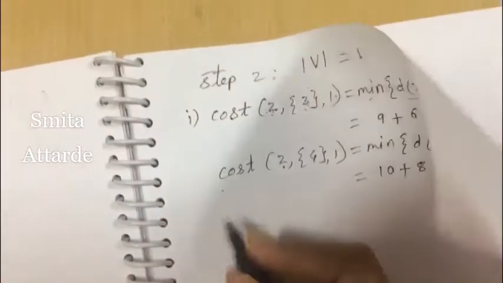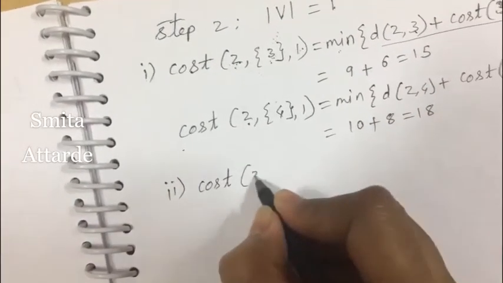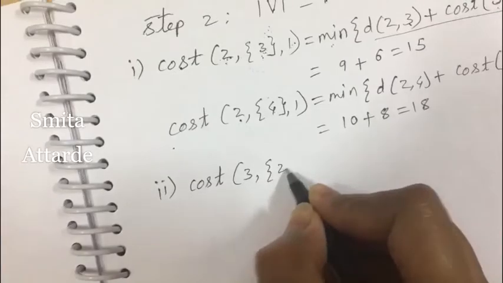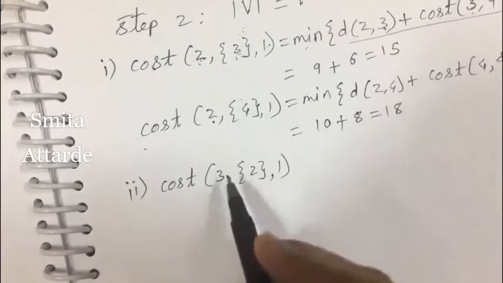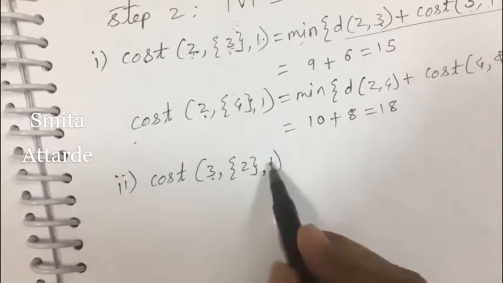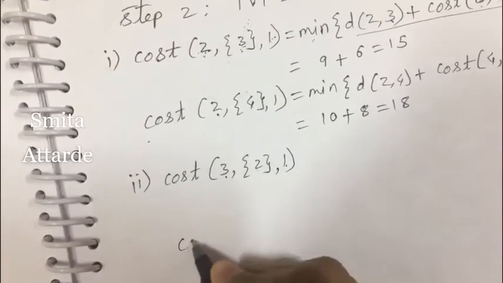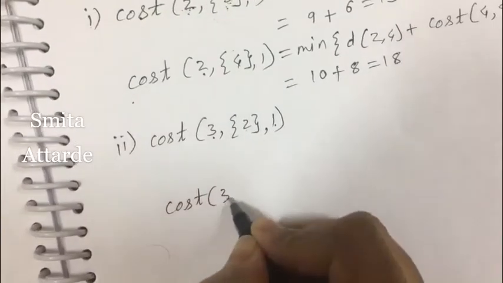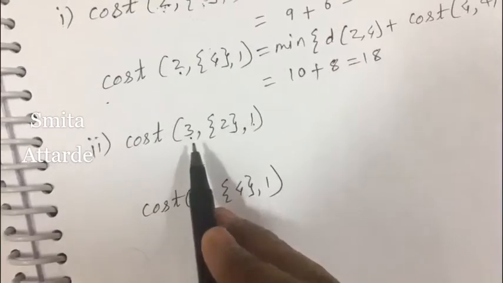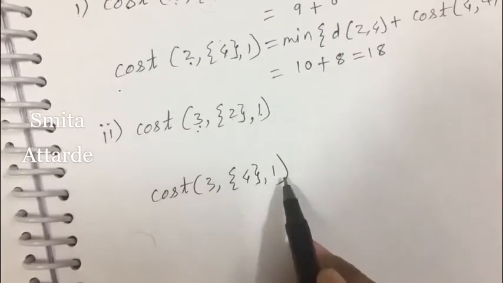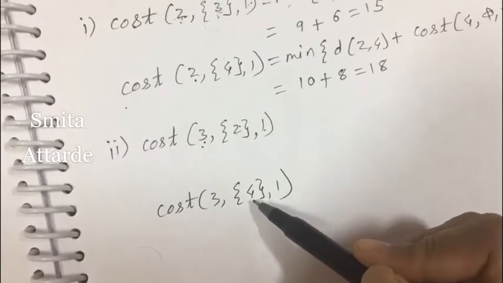Now the second case will be finding out the path from 3 to 1. So the intermediate vertex can be 2, can be 4. We are finding out the path from 3 to 1. So the intermediate vertex can be 2, or the second case, the intermediate vertex can be 4. Finding out the path from 3 to 1. Intermediate vertex can be 2. Here intermediate vertex can be 4.